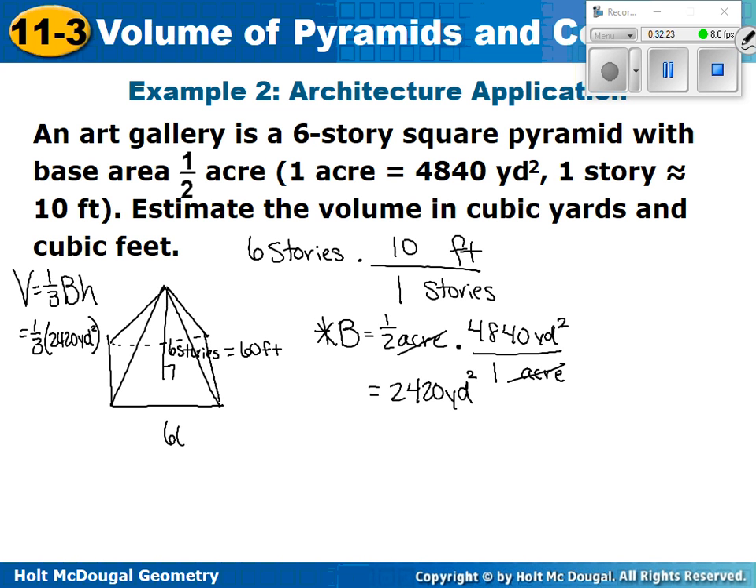So if I have 60 feet, do your conversion again. How many feet are in 1 yard? 3. And again, you want the feet on the bottom, so they'll cancel. So 3 goes in the bottom, 1 goes in the top. So we're going to take 60 and divide it by 3. So how many yards are in 60 feet? 20 yards. So we're going to multiply this by 20. Does that make sense? And yards squared times yards will give us yards cubed. So what is 1/3 times 2,420 times 20?